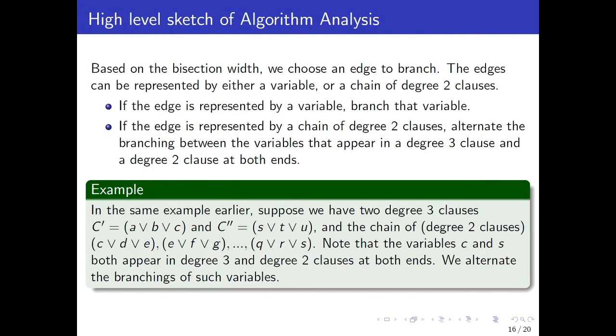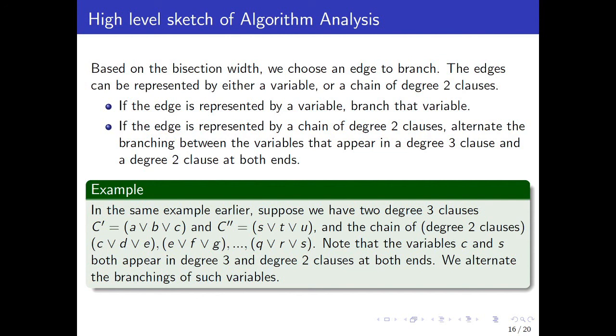So now based on this bisection width, we choose an H to branch. The edges can be represented either by a variable or a chain of degree 2 clauses, as mentioned earlier. So now if it's represented by a variable, we branch that variable. If the H is represented by a chain of degree 2 clauses, here's where we're going to alternate the branching between the variables that appear in the degree 3 clause and a degree 2 clause at both ends.